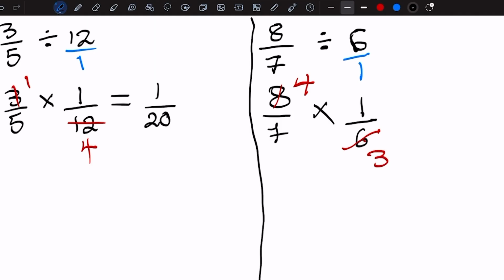Now we just say 4 times 1, that's going to give us a 4. Then 7 times 3, that's going to give us 21. And that would have been our answer for that.